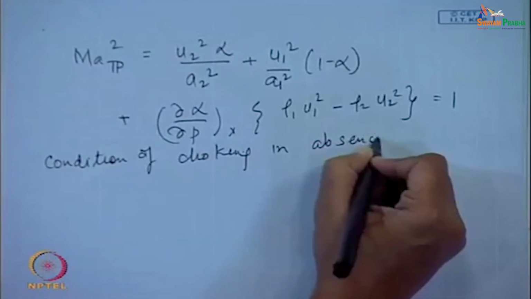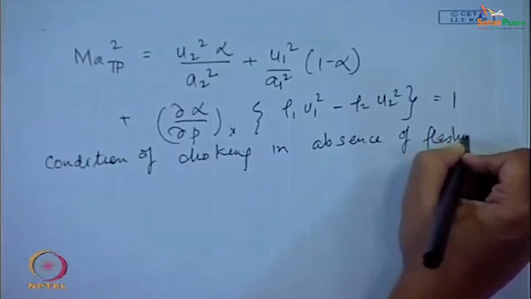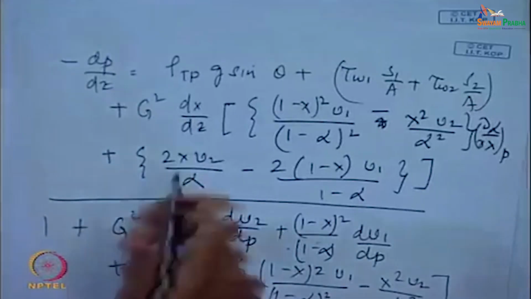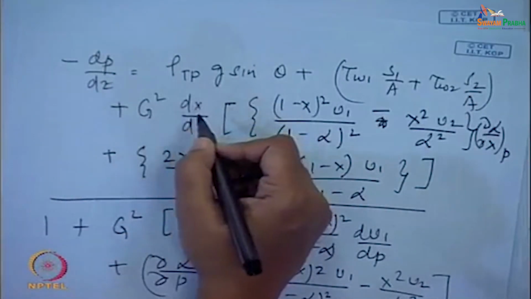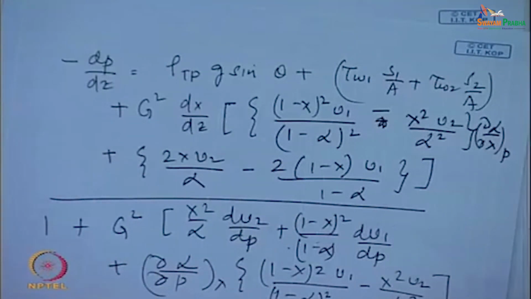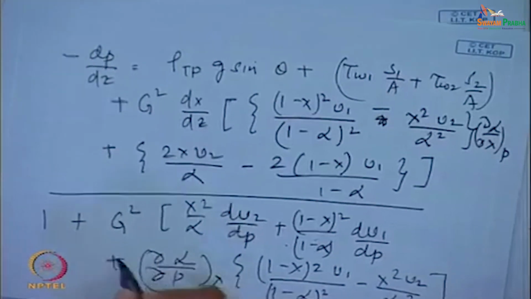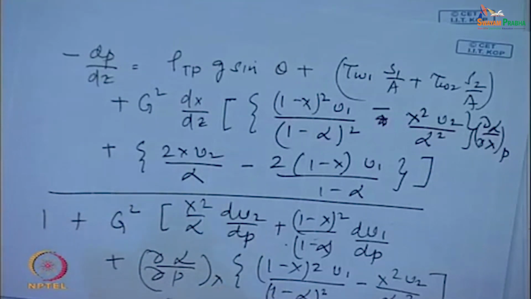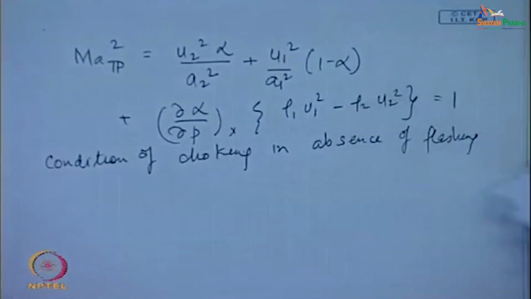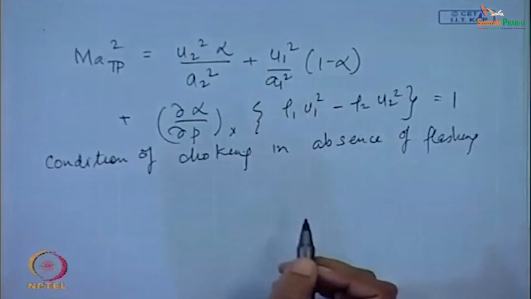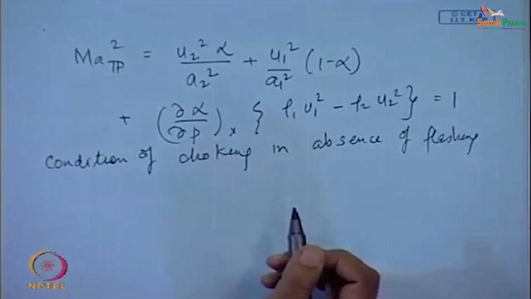Now, when we have flashing, what happens? Under that circumstance, this dx dz has to be written as a function of h and p, as we had done in the previous case, and therefore, in the denominator certain terms like del x del p at constant h, along with some associated terms, will also come. Accordingly, the condition of choking will be different in presence of flashing. That I am not deducing; that has been left as a home assignment for you, to deduce the condition of choking in presence of flashing.